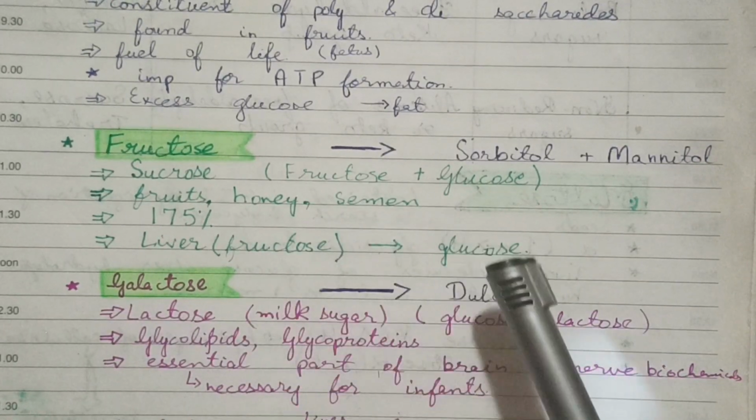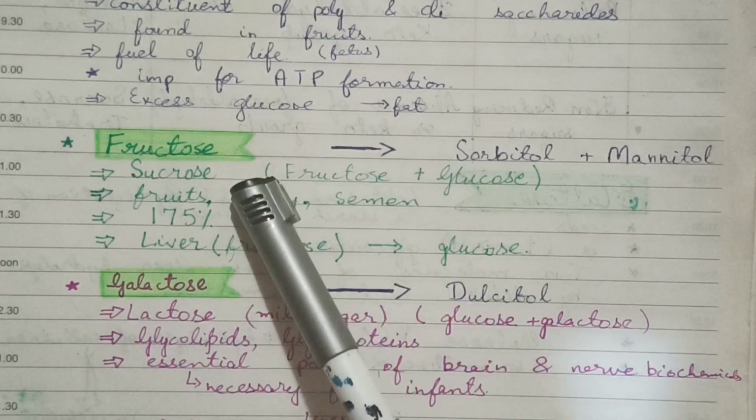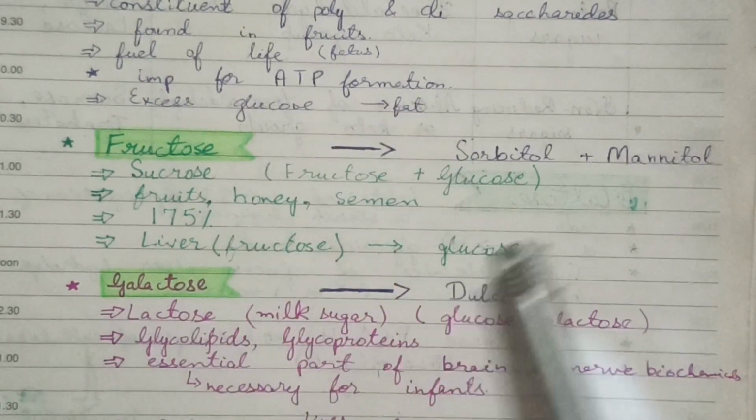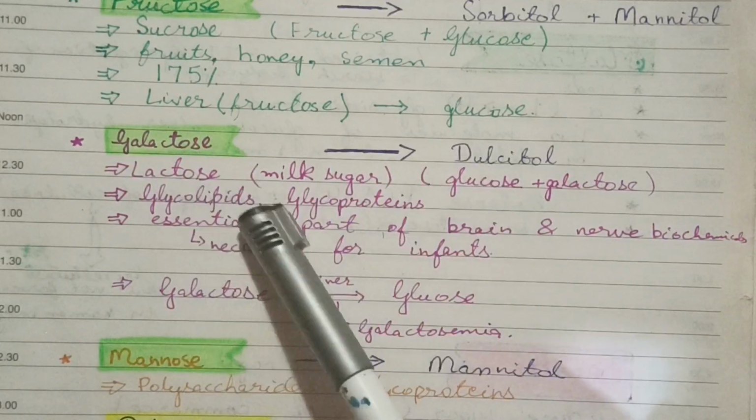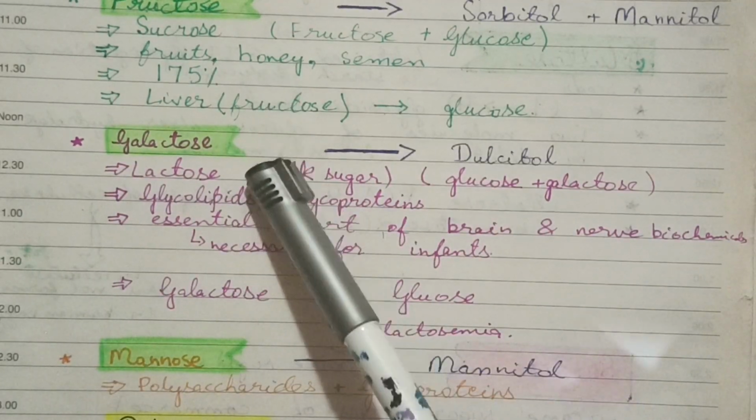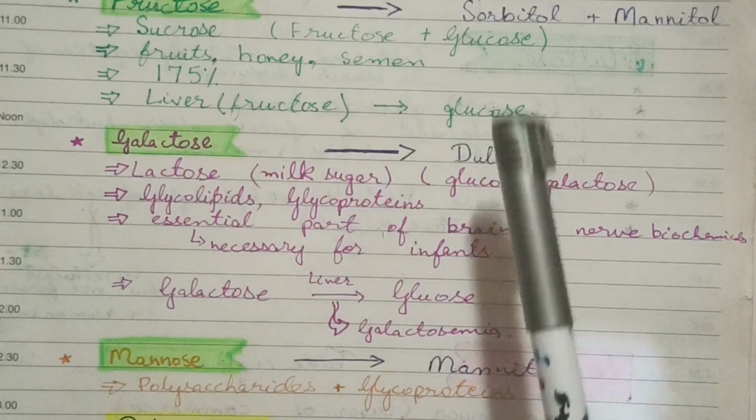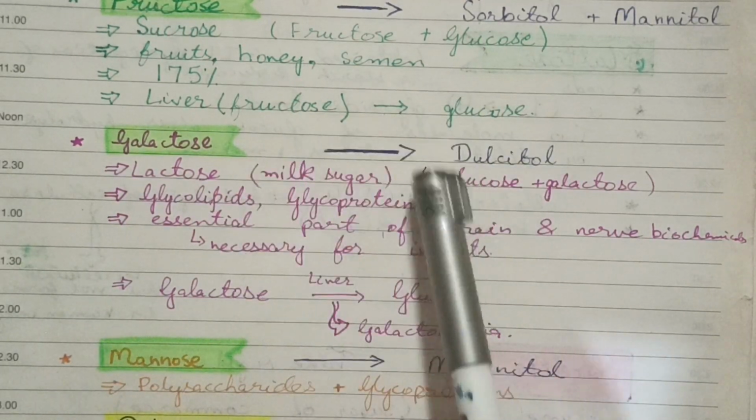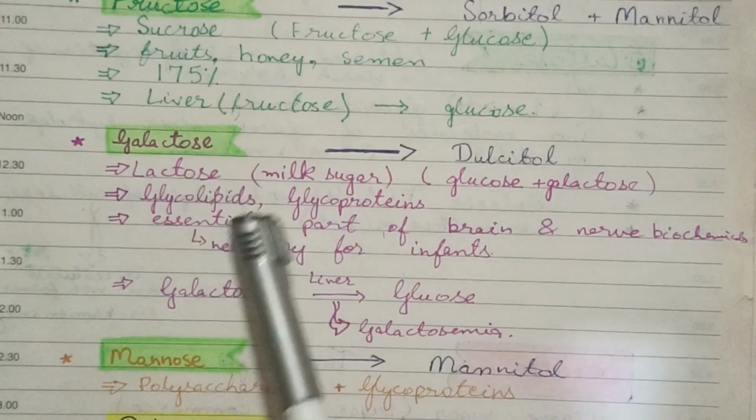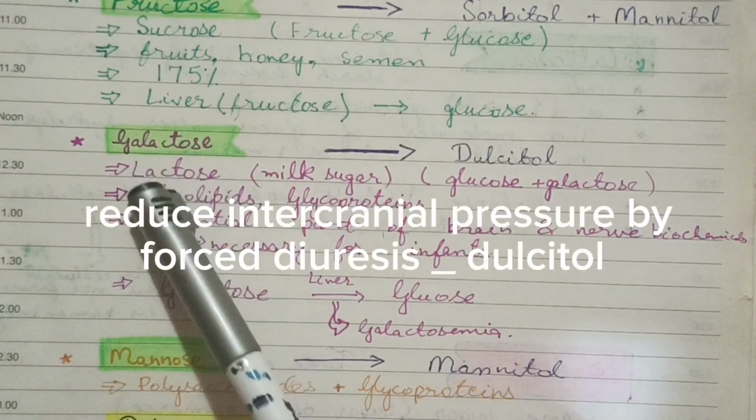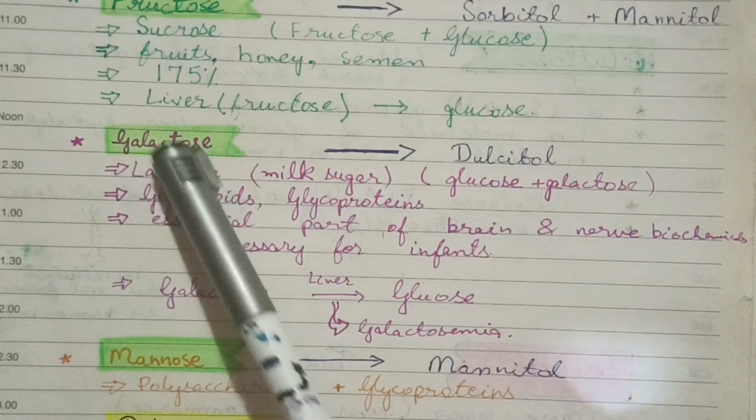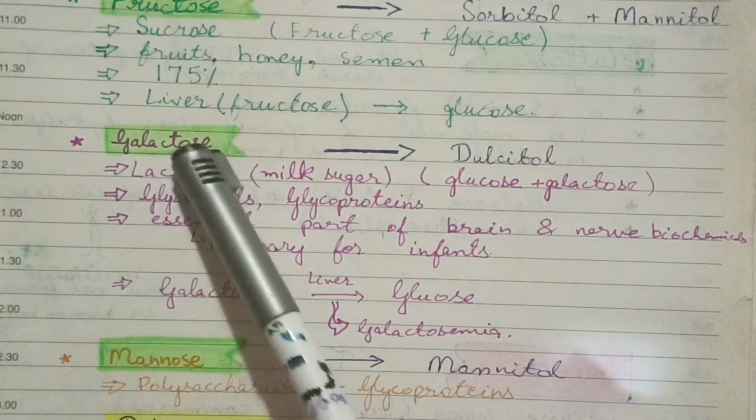Of course fructose can also be reduced, and it is reduced to sorbitol and mannitol. Coming towards galactose, which is also a hexose, containing 6 carbon atoms. Galactose can be reduced to dulcitol. Furthermore, galactose is a component of milk sugar, which we call lactose.